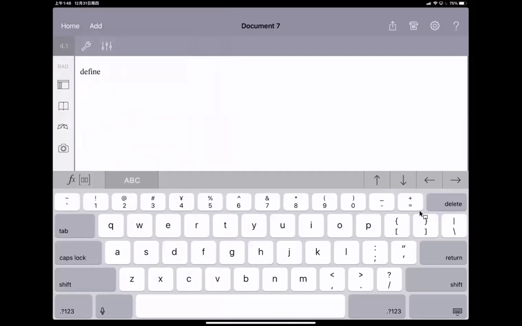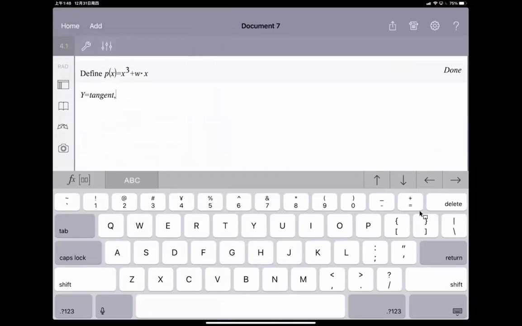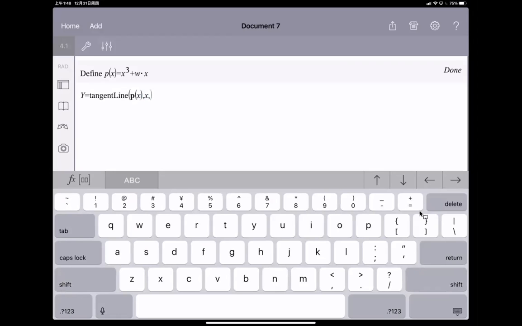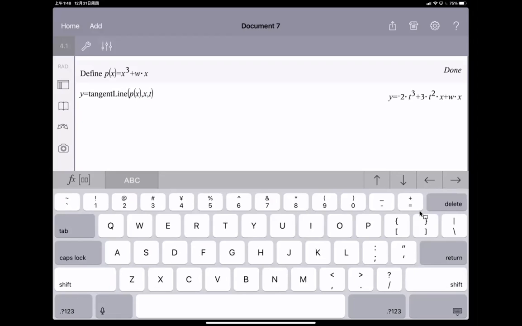Define P of x equal to x to the power of 3 plus W times x. Remember, you have to have W times x, not Wx. Otherwise, the CAS calculator will recognize Wx as one letter. All right, so y equals to tangent line P of x, x, t. Here comes your equation of tangent in terms of y, t, and x and w.